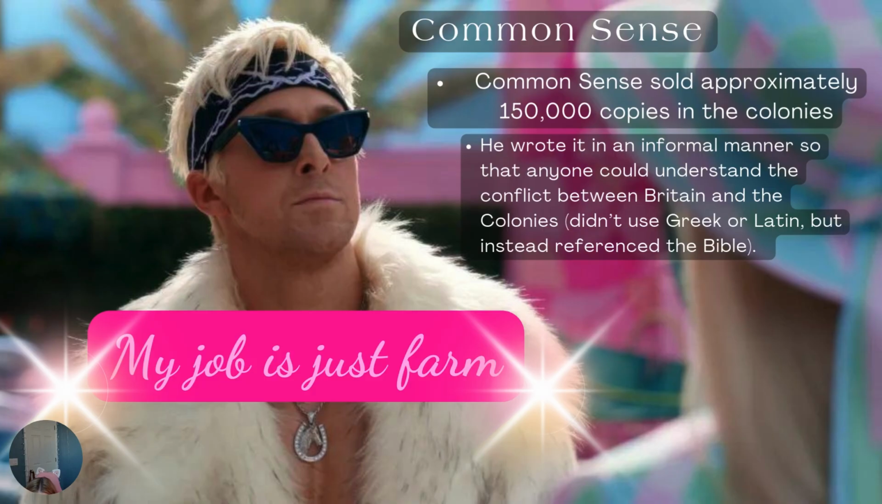Common Sense sold, that's a typo. It's supposed to say 500,000 copies in the colonies. But he wrote Common Sense in a very particular way because he wanted to reach as many people as he possibly could. So he wrote it in an informal manner so that anyone could understand it. Even if you didn't have a great education, you could read it and understand the conflict between Britain and the colonies. It didn't use Greek or Latin, but it also referenced the Bible, which, keep in mind, was very much how people lived their lives at the time.